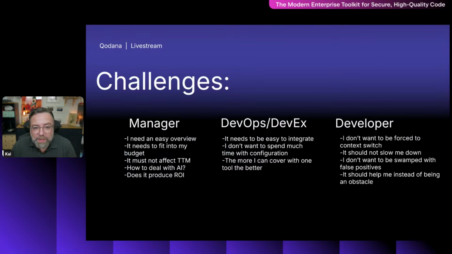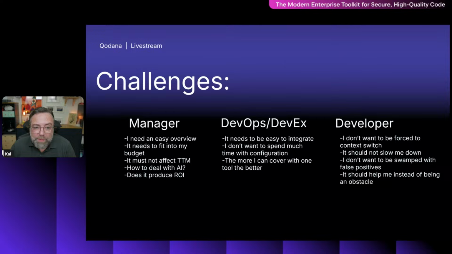And here, just to break it down, we basically had a look and thought about some high-level challenges depending on your role in a development organization. So as a manager, for example, you need an easy overview about what's going on in terms of code quality in your project. Obviously, it needs to fit into the budget. It must not affect time to market. No question how to deal with AI, obviously, is on anybody's mind, not only managers, but basically everyone. And also, does it actually produce an ROI? And we have by now features basically to address all of these issues and topics.